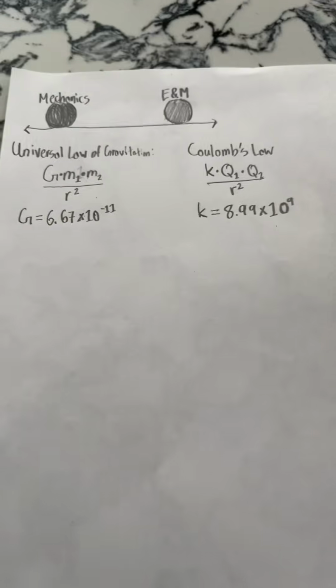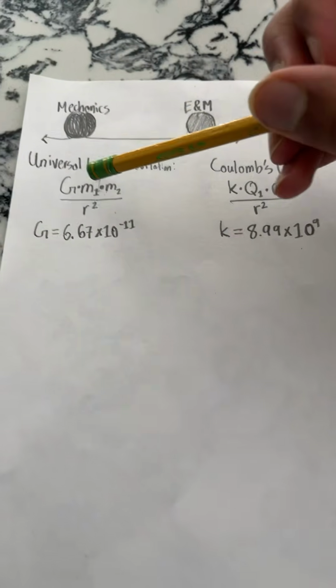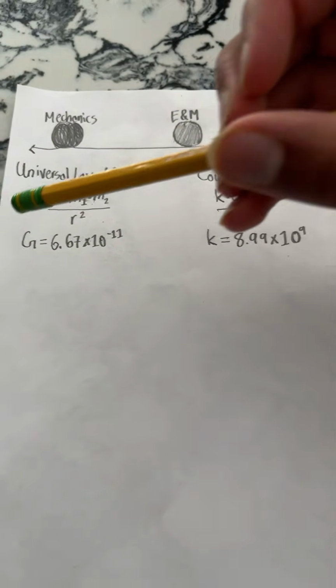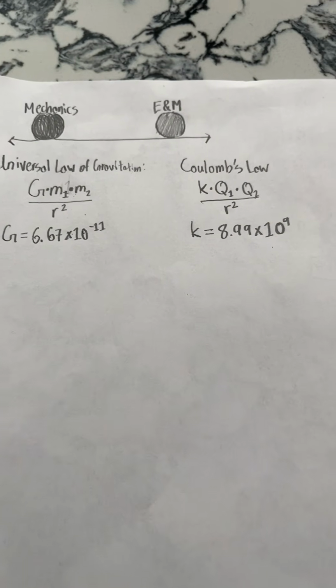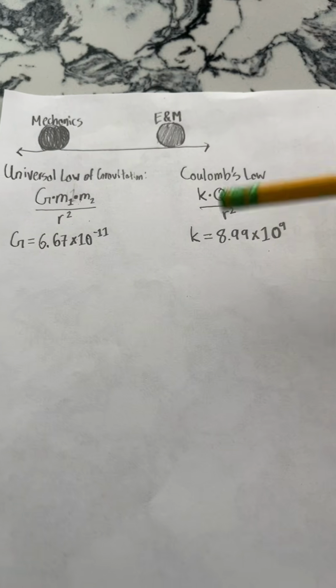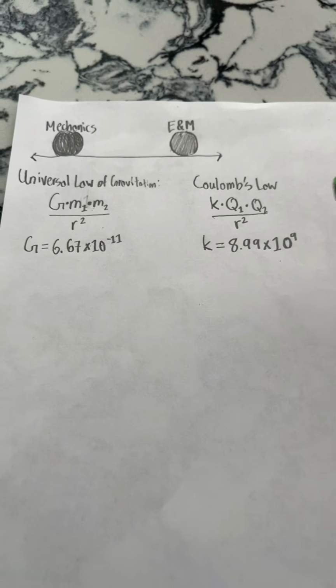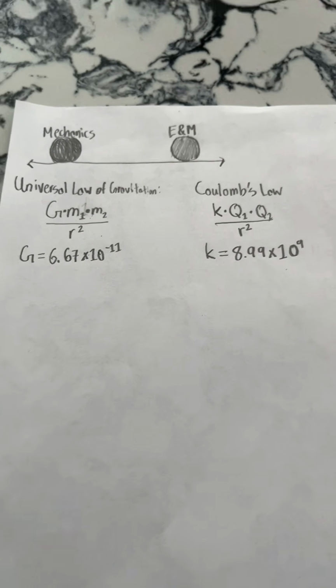But the key to determining a winner for this battle is going to be to look at the constants, which are the two things that are the same throughout the equations. So these are the values for the constants in both of these equations. Big G being approximately 6.67 times 10 to the negative 11, and K being the Coulomb constant having a value of approximately 8.99 times 10 to the 9. The biggest thing here to notice is how much greater the Coulomb constant is than the gravitational constant.